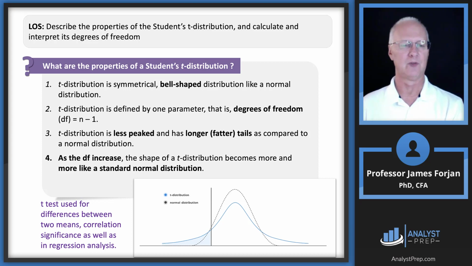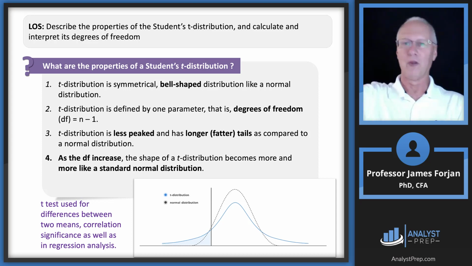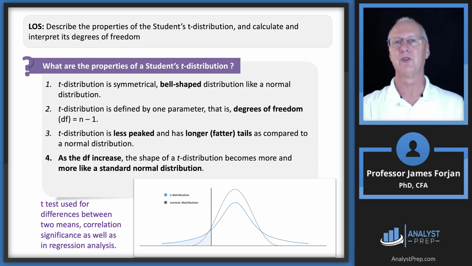Here's what the reading tells us. The t-test is used for differences between two means, correlation significance, as well as in a future reading where we'll look at regression analysis. And so think about this. Whenever you have a sample that's 30 or less or so, you're probably going to use t. If you have a sample of 1,000, you're going to use the Z. And as you go from 30 all the way up to 1,000 in your sample, that student's t distribution becomes more and more like a normal distribution.